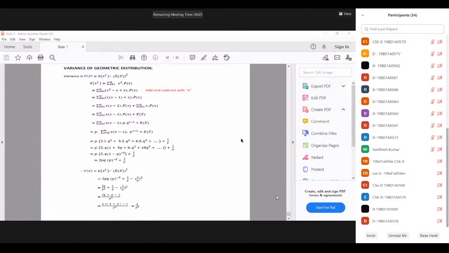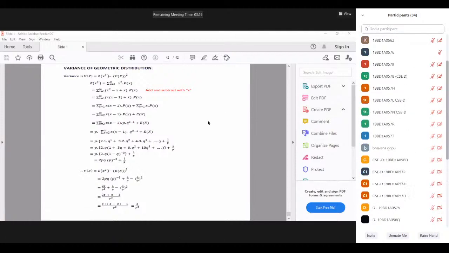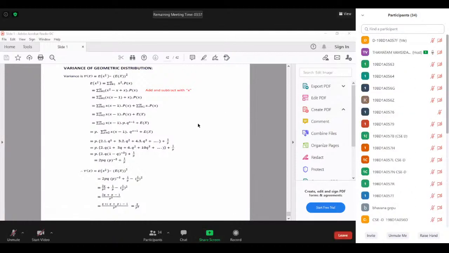But in the exam, they won't mention anything. They will just ask the question, find the probability. First thing, you have to identify whether it is a discrete or continuous random variable. For discrete random variables, we have three distributions: binomial, Poisson, and geometric. Read the question carefully and understand which distribution is applicable for the given question.